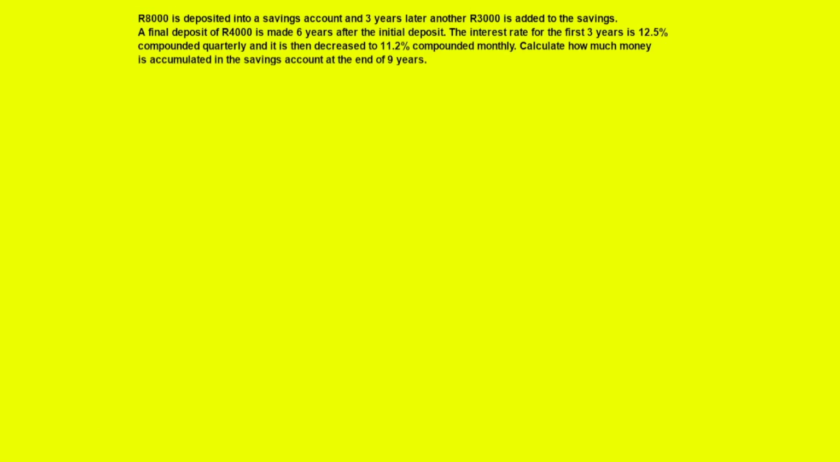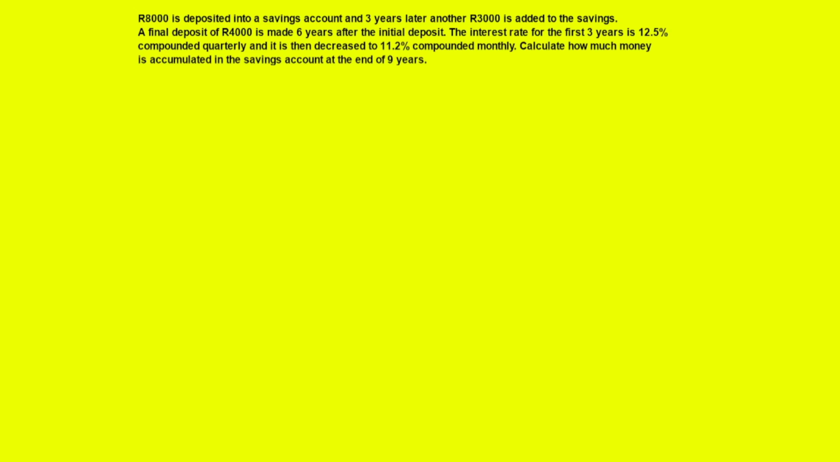8,000 is deposited into a savings account, and 3 years later another 3,000 is added to the savings. A final deposit of 4,000 is made 6 years after the initial deposit. The interest rate for the first 3 years is 12.5% compounded quarterly, and it is then decreased to 11.2% compounded monthly. Calculate how much money is accumulated into the savings account at the end of 9 years.